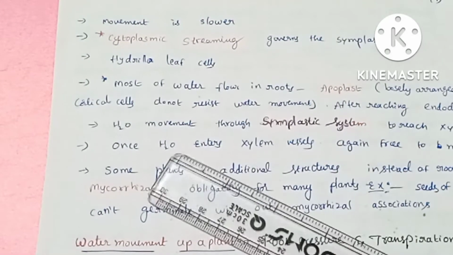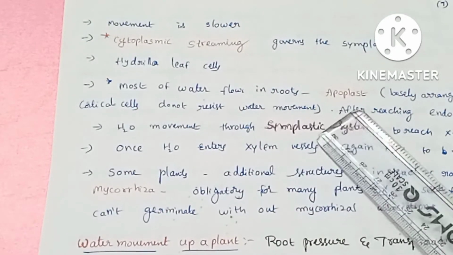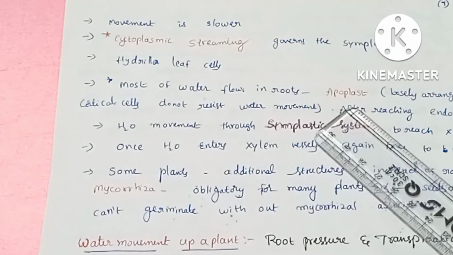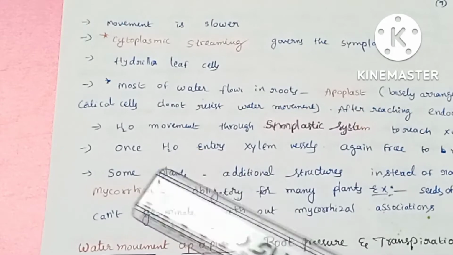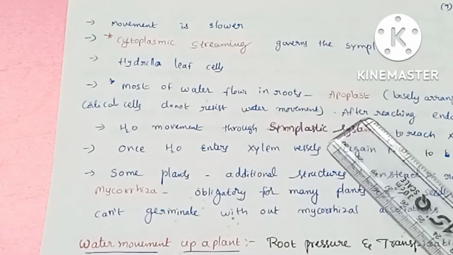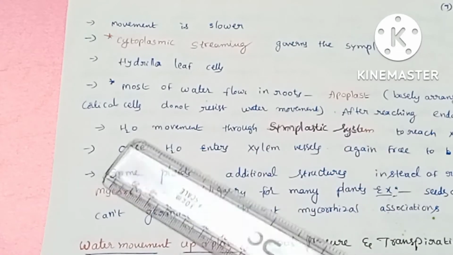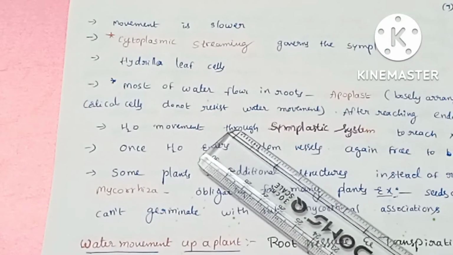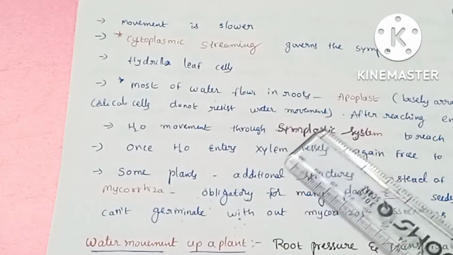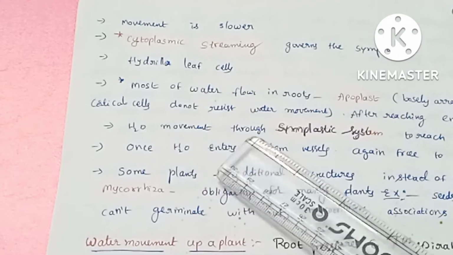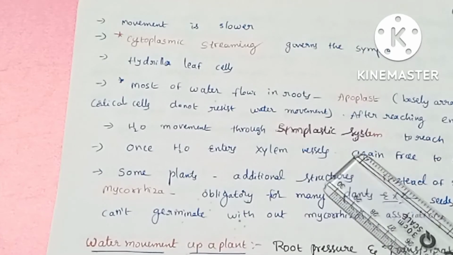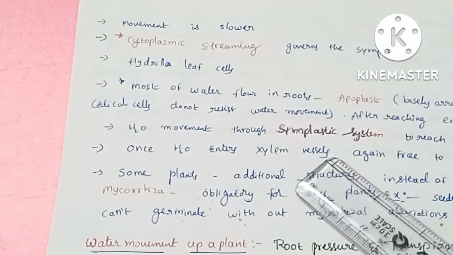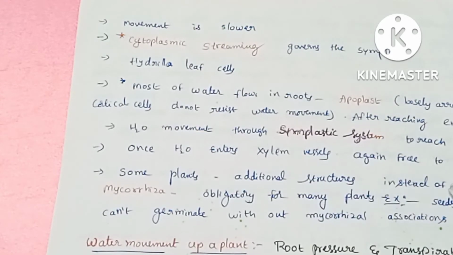And most of the water flow in the root system is followed in the roots. Most of the water in the roots is transported by the apoplastic pathway, because they have loosely arranged cortical cells, hence they have less resistance. There is no resistance for the movement of the water. After reaching the endodermis, they will enter into the cytoplasm. That means they follow the cytoplasmic system only, the apoplast also, after reaching the endodermis. So by means of the cytoplasmic system, it will finally enter into the xylem.